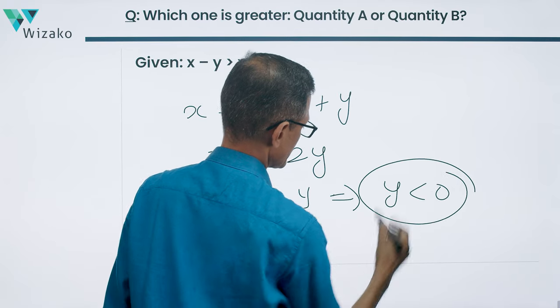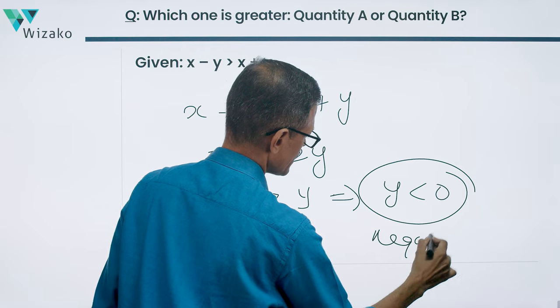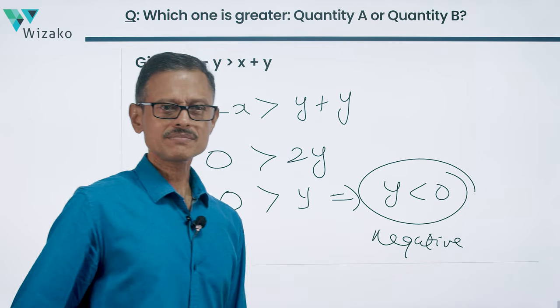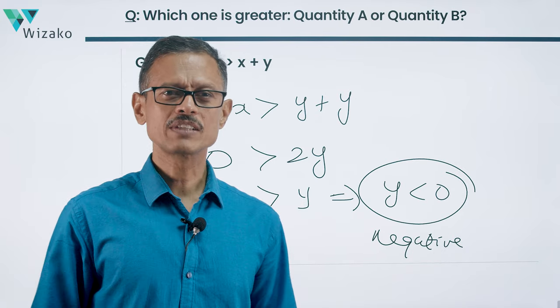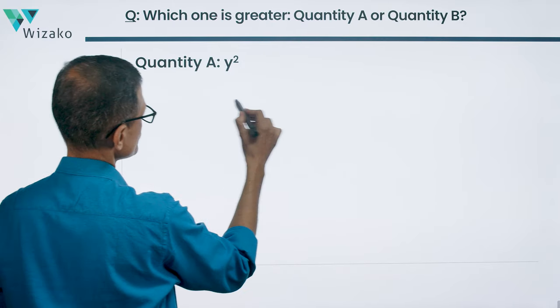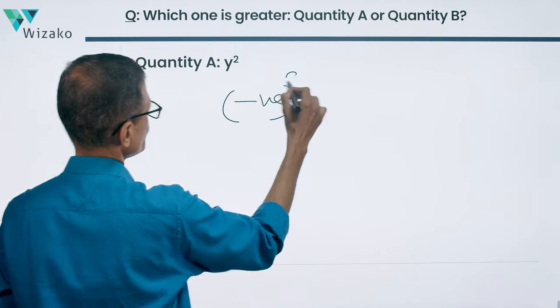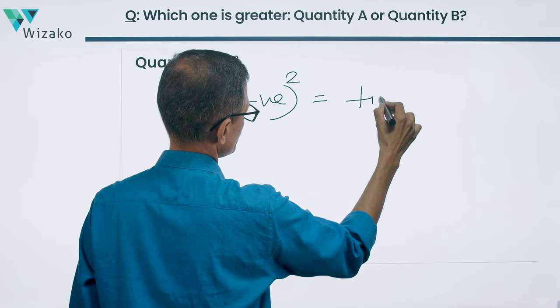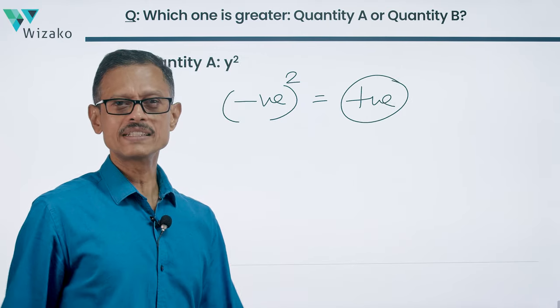than 0. So essentially we know y is a negative number, right? This is the decoding we have done from the question stem. Y is a negative number. Let's check out what quantity A is. If y is negative, then square of negative number is going to be a positive number. So y square, quantity A, is a positive number.